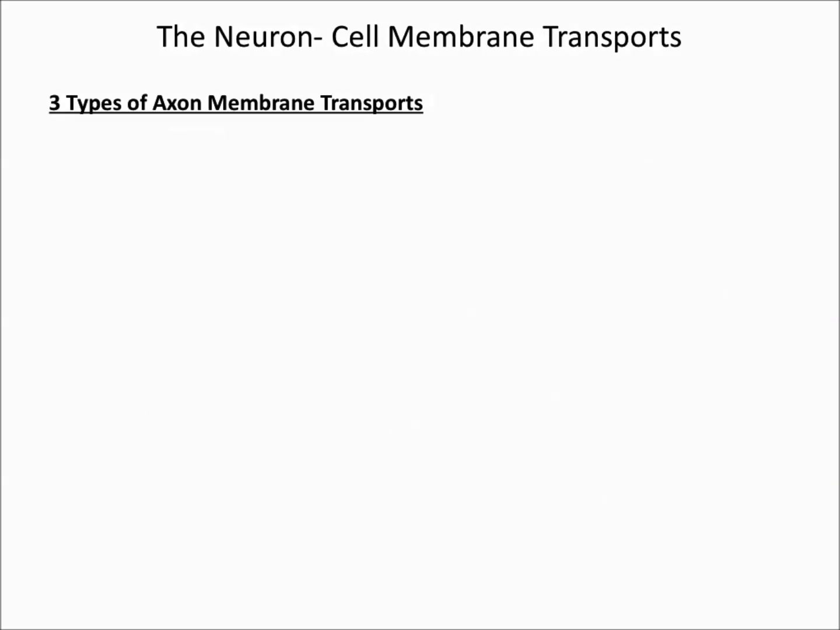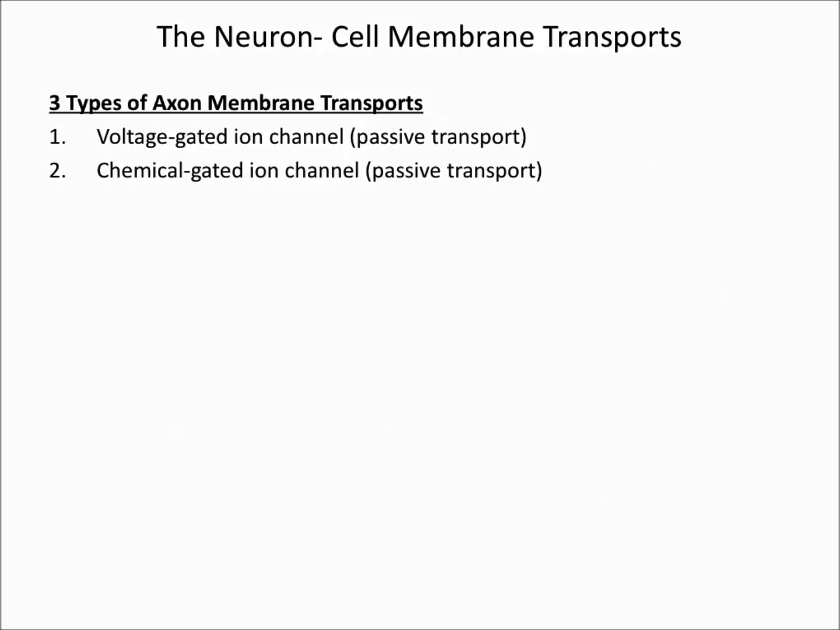And the last topic of discussion about the neuron is the types of cell membrane transports found on the axon. And there are 3 types of axon membrane transports. The first type of transport is called a voltage-gated ion channel. This is a passive transport. In other words, it allows substances to pass through it by the process of diffusion or osmosis. The second type of membrane transport is called a chemical-gated ion channel. This too is also a passive transport. And the third type of cell membrane transport is the pump. The pump is an active transport, which means that it requires energy to move substances or materials across the cell membrane.